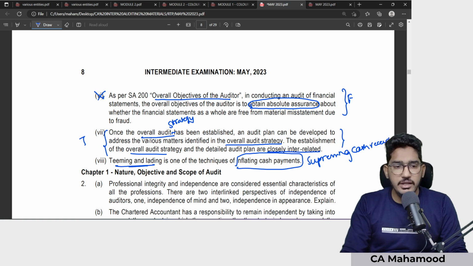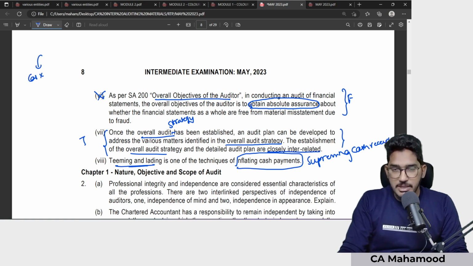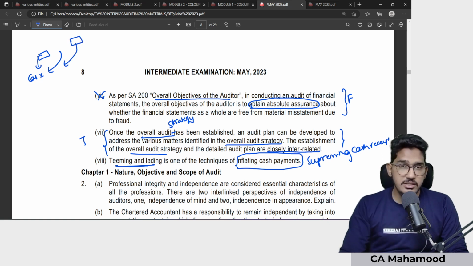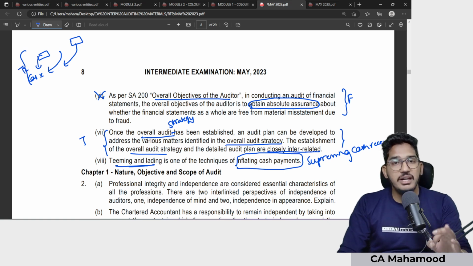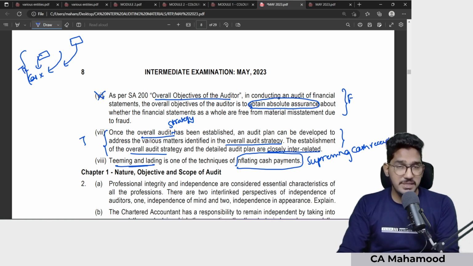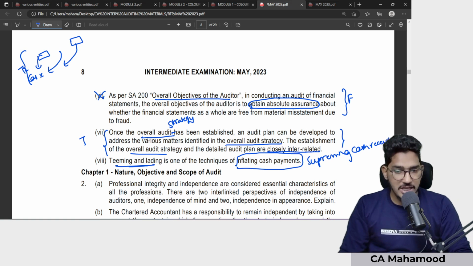What do you mean by teaming and lading? If you remember, one debtor will come and pay the money to the cashier. The cashier will misappropriate it. In order to hide that, the amount received from another customer will be recorded in the first customer's account. Subsequently, the amount received from a third customer will be recorded in the second customer's account. So this technique we call teaming and lading. And in fact, teaming and lading is one of the techniques for suppressing the cash receipts, not for inflating cash payments. So that's why this is also false.